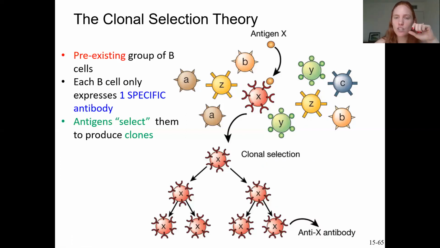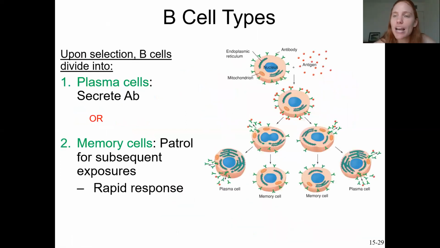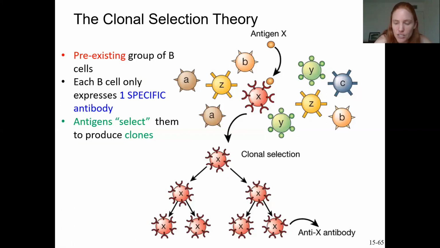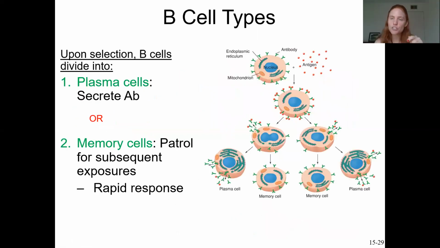Okay, so it's going to create clones, and as it's creating copies of that one particular B cell, the second thing is it does one more final step of differentiation. Instead of starting at these B cells, those B cells then create two different types. Okay, so as it's dividing, it's going to change a little bit more. It's going to create two different types of B cells. The first are called plasma cells, and the reason they're called plasma cells is because those are the B cells that secrete antibodies into the plasma.